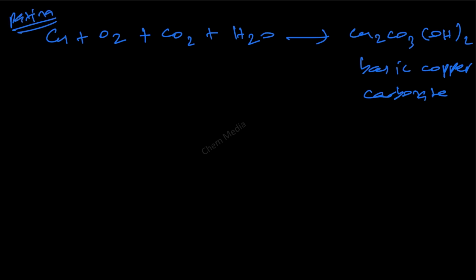This destroys the copper and bronze ornaments, just like what happens to iron, and therefore this is called corrosion because here too copper is getting oxidized. From 0 it is going to plus 2 oxidation state. So therefore this is definitely an example of corrosion.